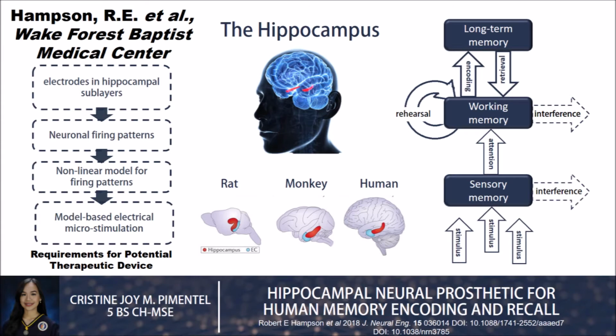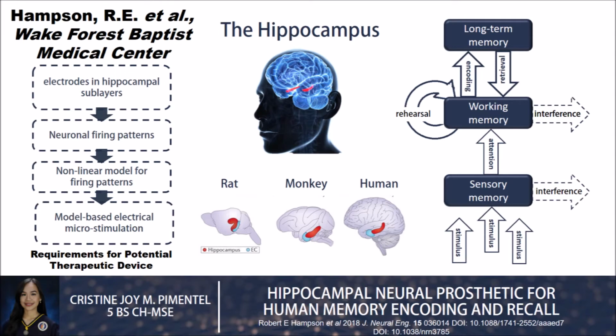A study done by Hampson and his group in Wake Forest Baptist Medical Center focused on the encoding of neural code for recalling. Basically, how it worked is, first, electrodes were localized within hippocampal sublayers to allow for recording of hippocampal neuronal firing patterns during successful information coding. From this recording, a nonlinear model of output neuron firing patterns is developed based on input neuron firing, which provided a way to deliver model-based electrical microstimulation to these same areas during the task.